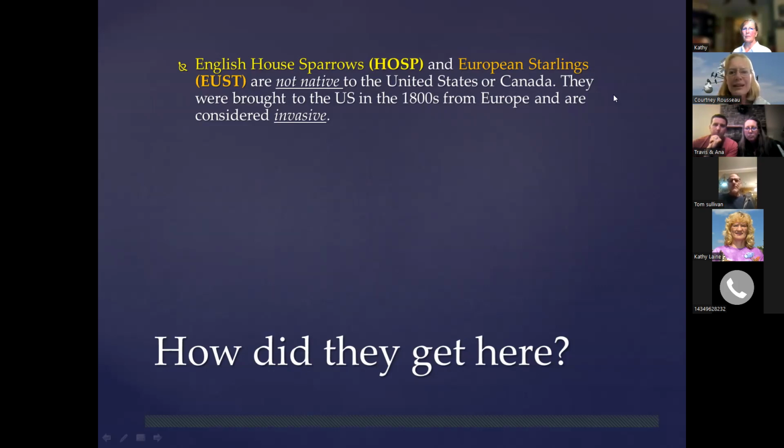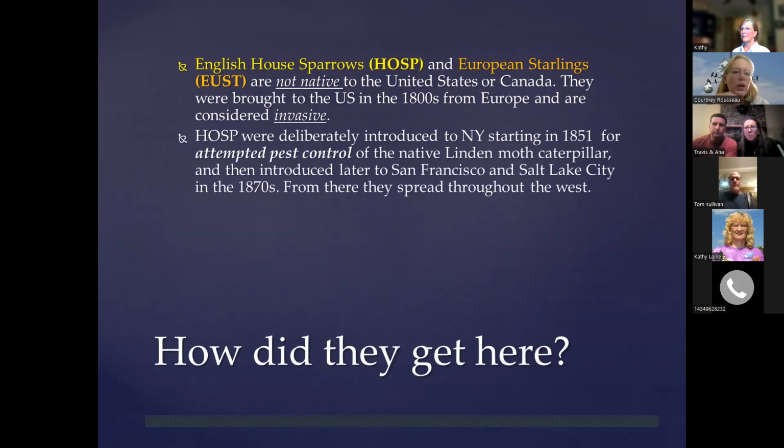Again, these birds are not native to the United States or Canada, and they were brought to the US in the 1800s. So HOSP, or house sparrows, were deliberately introduced to New York starting in 1851, and this was for attempted pest control. I say attempted because it didn't work, but we'll talk about that a little later. Folks were hoping that they would control the linden moth caterpillar, which at the time was defoliating a lot of trees in New York.